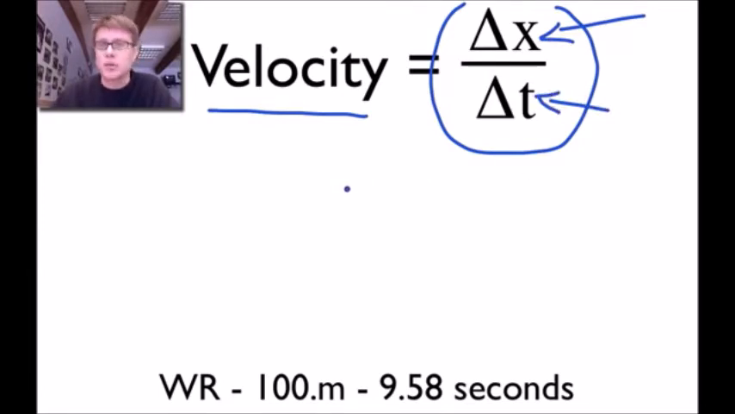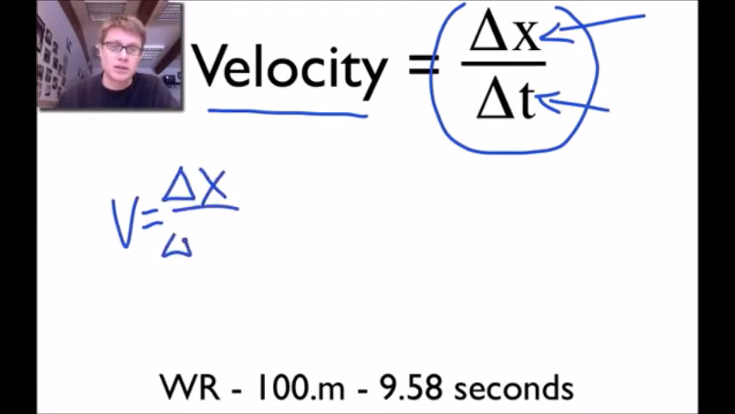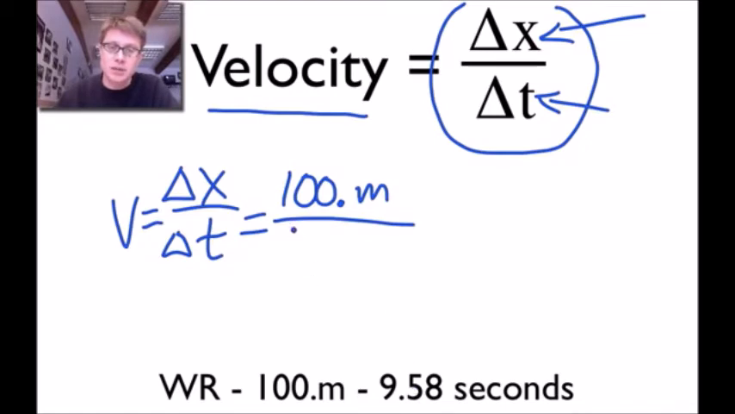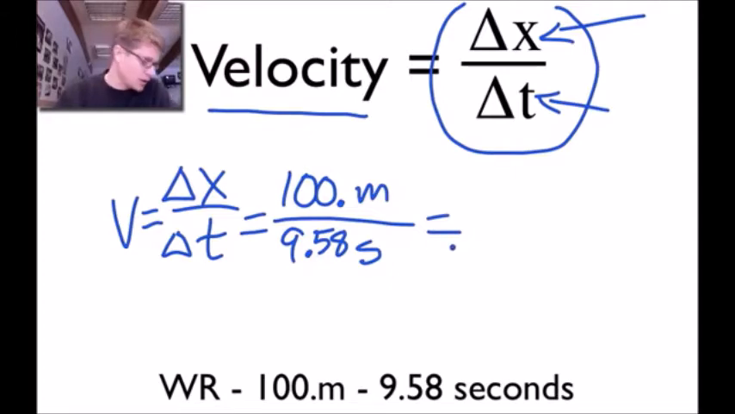And so to solve a problem that you might have, like on a worksheet or a test, let's do Usain Bolt. His world record in the 100 meter dash is 9.58 seconds. And so to figure out his velocity, this is how it works. Delta x over delta t. So delta x is simply how far does his distance change? Now we look at the change in time. We're going to divide 100 meters by 9.58 seconds.